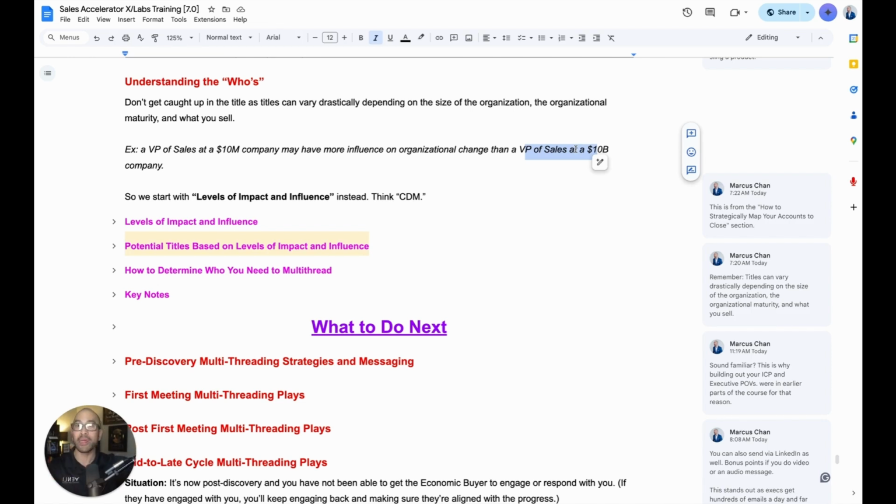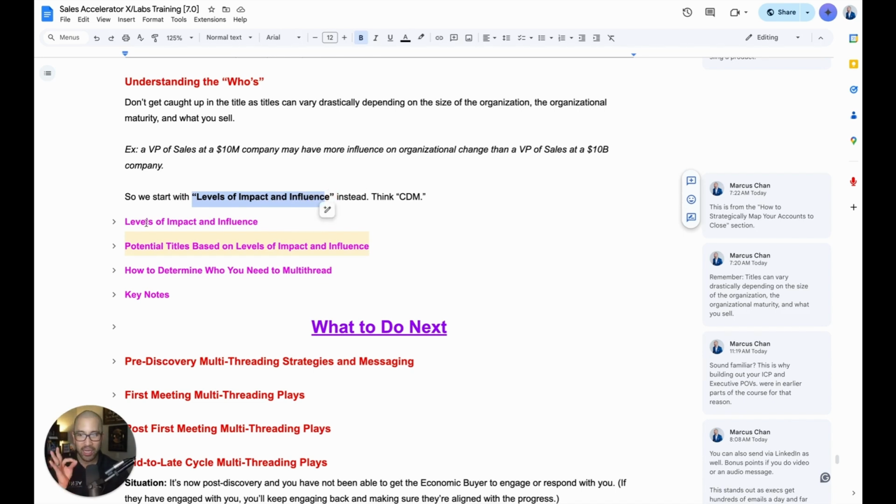Now, it's only because there are also multiple divisions. It's a huge conglomerate, and that's why, right? Versus a sales VP at a $10 million company, who potentially could have the influence, even the decision-making power, depending on how long they've been in the company, to actually make a change to the whole CRM. So the maturity of the company definitely varies quite a bit in how they are set up. That's why we want to think about levels of impact and influence, all right? Levels of impact and influence.